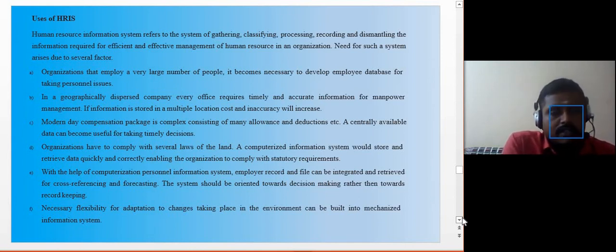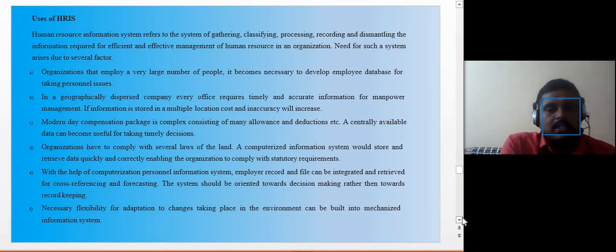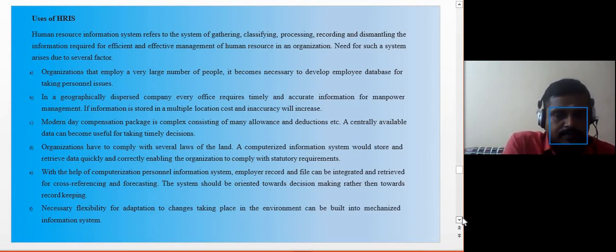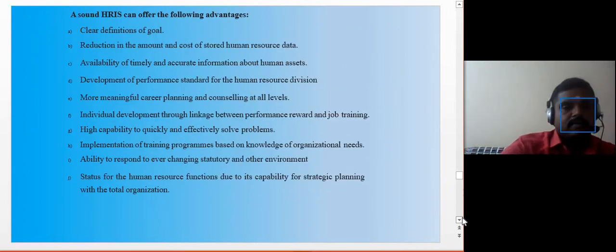Organizations also have to comply with several laws of the land. With the help of a computerized personnel information system, the employee records and files can be integrated and retrieved for cross-referencing and forecasting. Necessary flexibility for adaptation to changes taking place in the environment can be built into a mechanized information system.